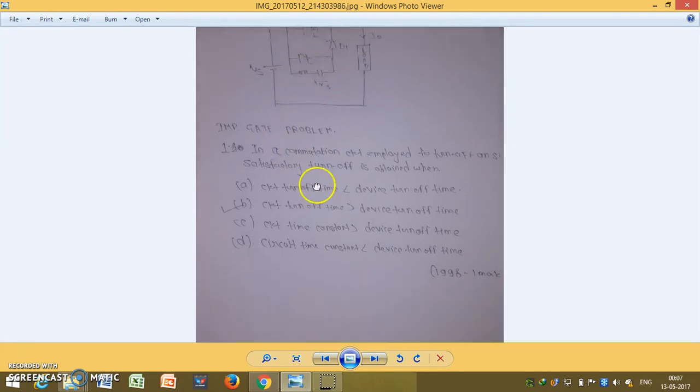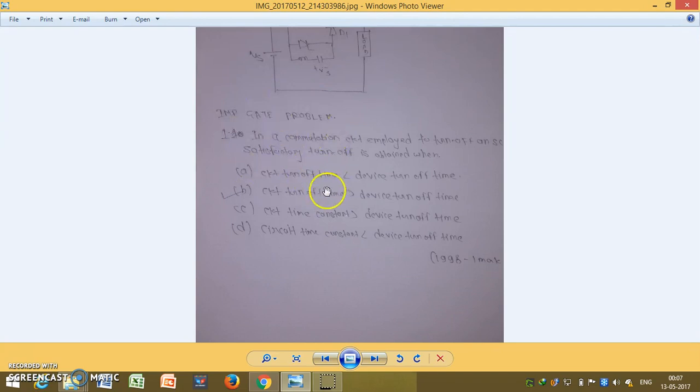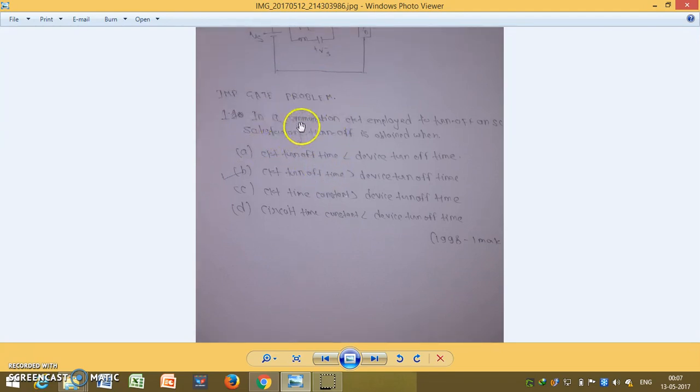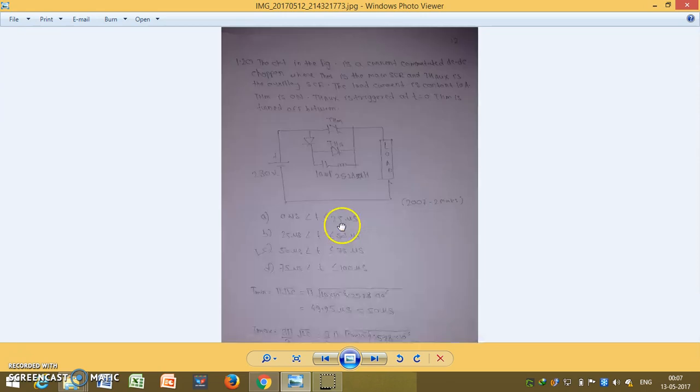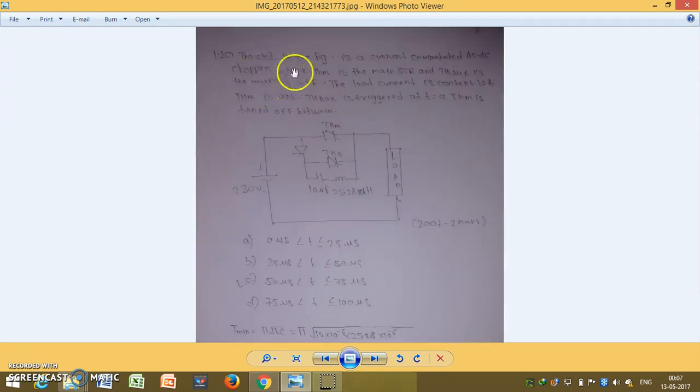So this circuit can't conduct in the second mode. Okay, now an important GATE problem. In a commutation circuit employed to turn off a thyristor, satisfactory turn-off is obtained when this condition holds, which we already discussed: circuit turn-off time is always greater than device turn-off time. This is the point: circuit turn-off time is always greater than thyristor turn-off time, and the safety value is always greater than 1.